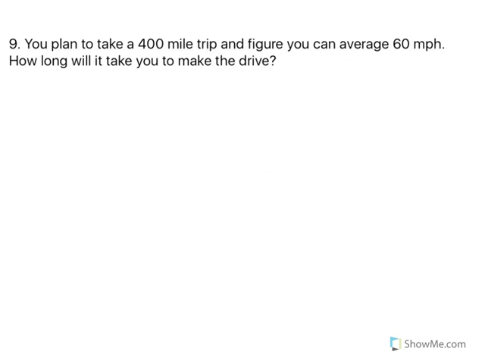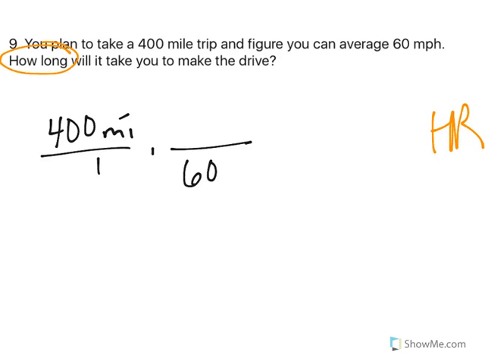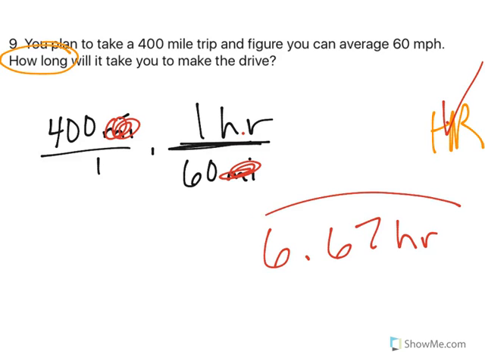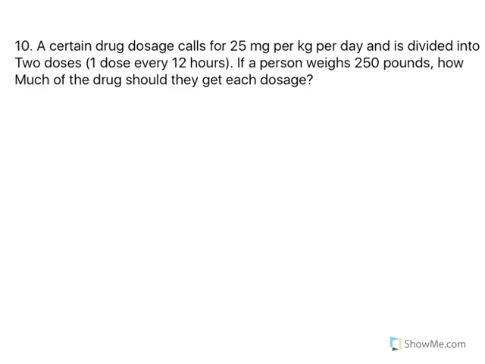Number 9, you plan to take a 400-mile trip and figure you can average 60 miles per hour. How long will it take you to make the drive? We're looking for a final answer in hours. So if I can go 400 miles and average 60 miles per 1 hour, that makes my miles cancel out. I'm left with hours. That's what I want. 400 divided by 60, it'll take me 6.67 hours to make that trip. So hopefully, you can average that the whole way.